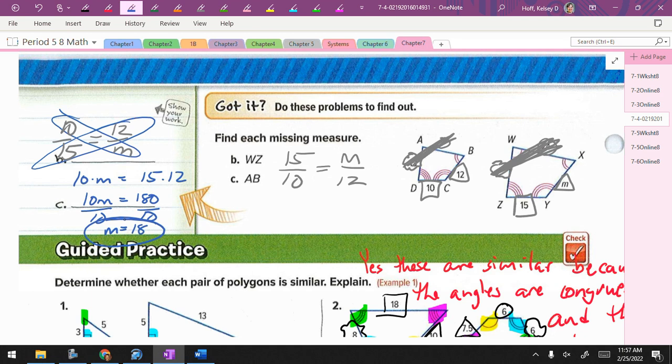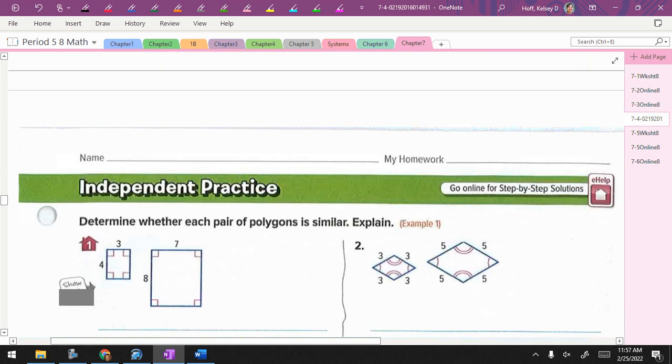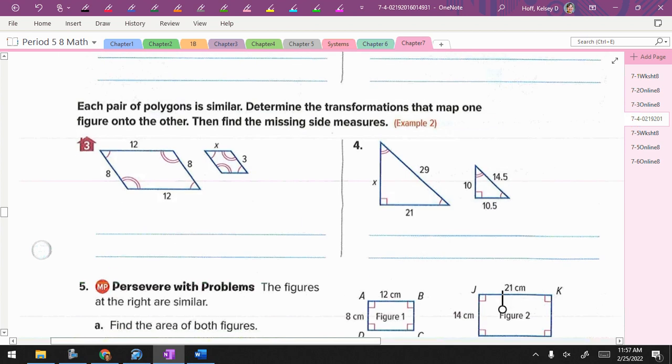Question? Like right here? No. If you go straight to this step, I'm okay with that. Is that what you mean? Yeah, if you erase that middle, that 10 times m and 15 times 12, I'm okay. On your homework, on problems 3 and 4, it says determine the transformations. You do not have to write that out. I'm just really asking you to find the missing side measure.